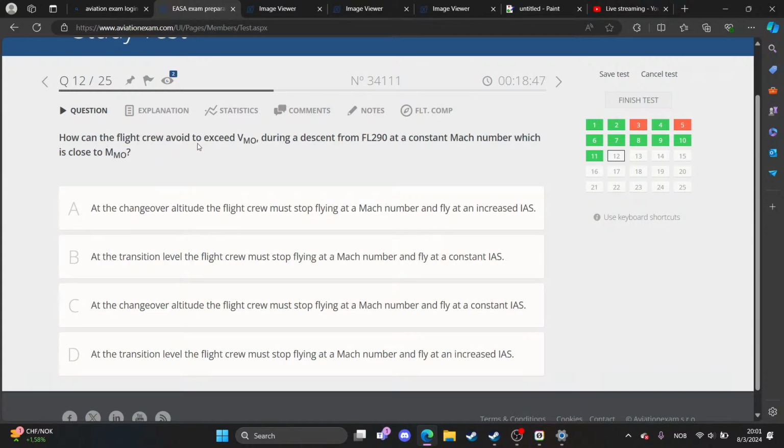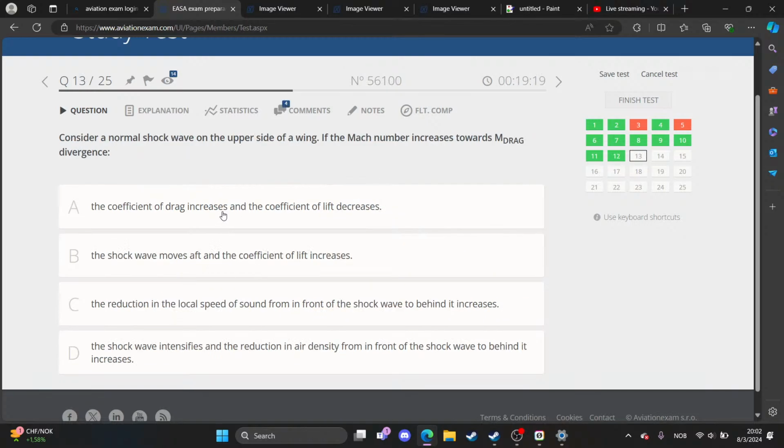How can flight crew avoid exceeding VMO during a descent from flight level 290 at a constant Mach number, which is close to MMO? Okay, so we're flying at MMO. Change over altitude, the flight crew must stop flying at constant Mach number and fly at constant IAS. Yes.